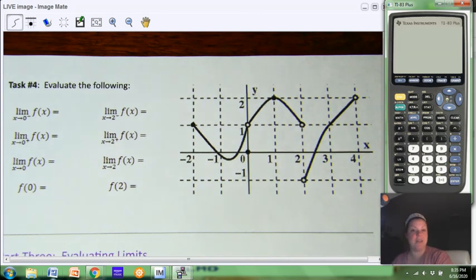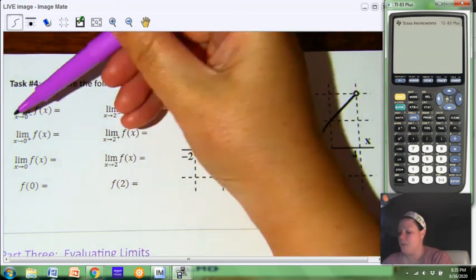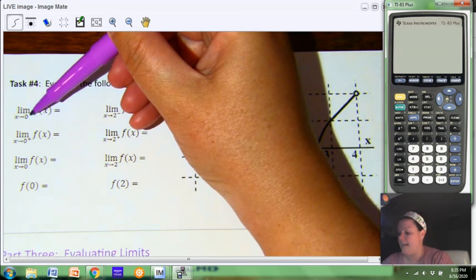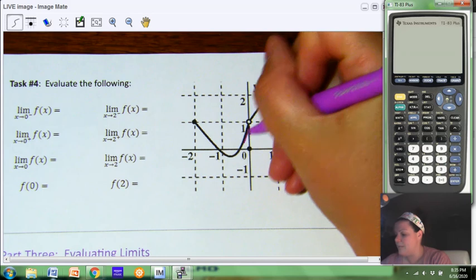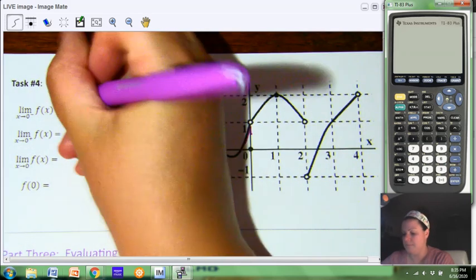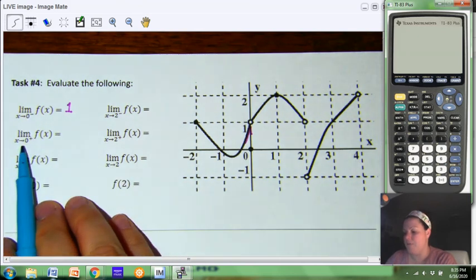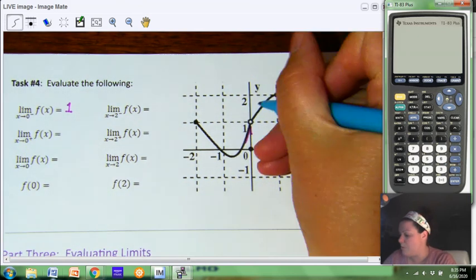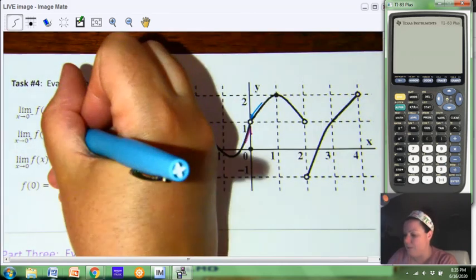If you want a chance to pause the video and try these yourselves, you're welcome to do that first. So as we're approaching 0 from the left, so I'm going to go to 0, I'm going to approach it from the left, and it looks like we're heading towards a y value of 1. As we approach 0 from the right, again, it looks like we're heading towards a value of 1.